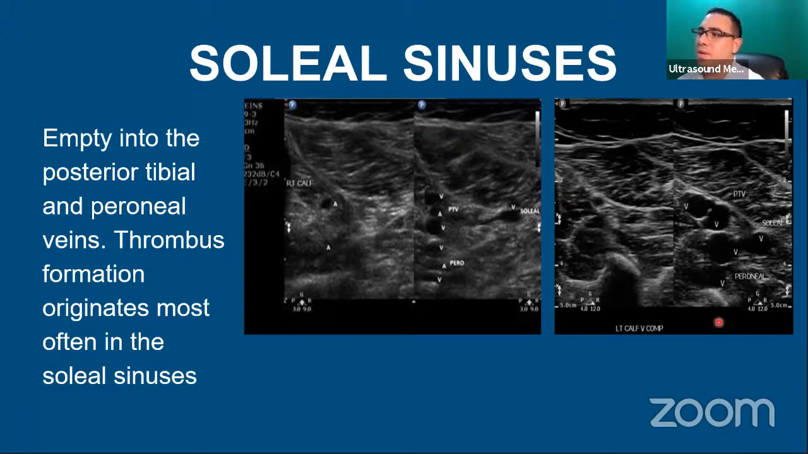So let me go here. So here I have one soleal sinus. So it's draining into these peroneal veins. Or, for example, this one right here, the soleal sinus is just draining into the posterior tibial vein. So take a look at this one, soleal sinus, right? So here we have, as I said before, remember, we have two posterior tibial veins. We have two peroneal veins in here. So that's a nice picture. So usually you get this picture when you're scanning at the level of the calf muscle. So they're deep soleal sinuses.